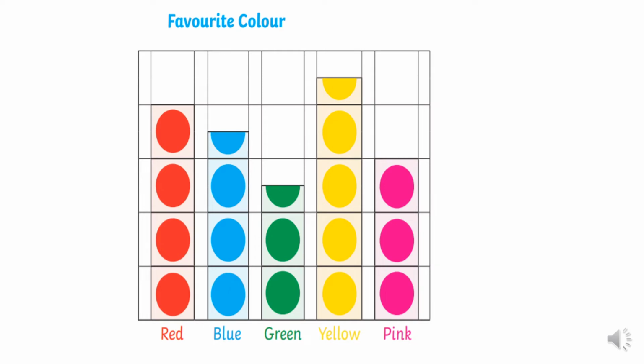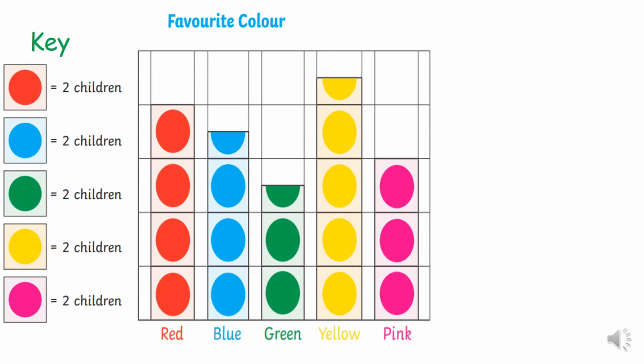Here is a pictogram of children's favourite colours. Now in this pictogram, we're using symbols to help us. And the symbols are coloured, so it's even more helpful. There isn't a key at the moment. We're going to put a key there. So this is our key.